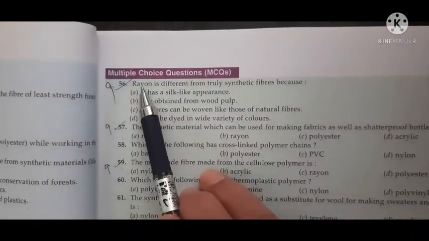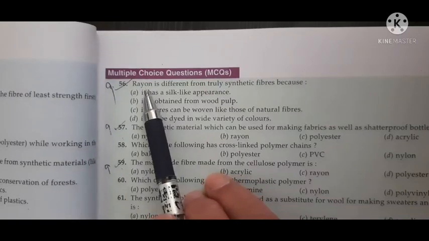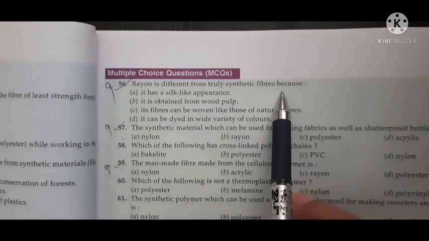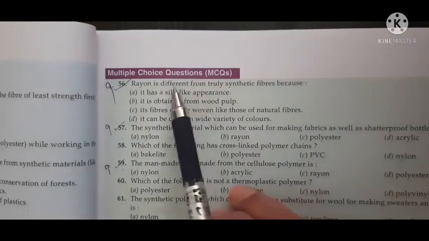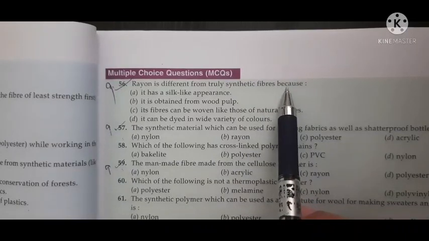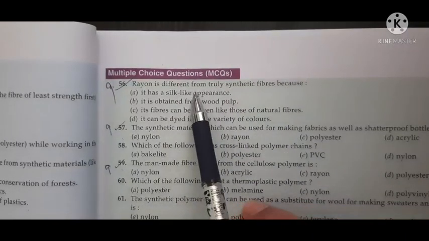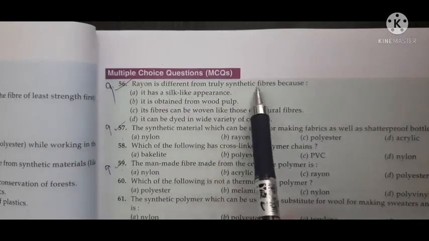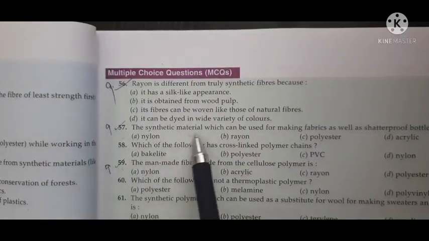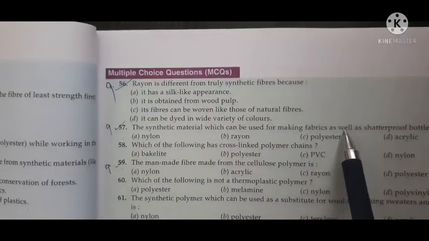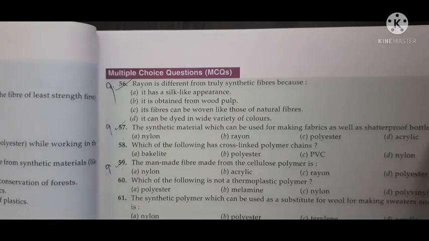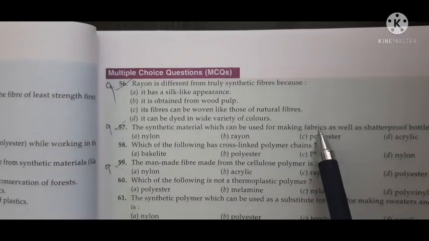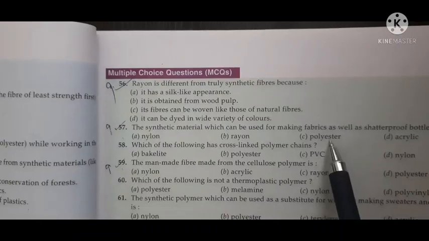Question number 56 on page 57. Rayon is different from truly synthetic fiber because... Why is rayon different from truly synthetic fibers? Because it has a silk-like appearance. That is why rayon is different from truly synthetic fibers. Question number 57. The synthetic material which can be used for making fabrics as well as bottles and jars is... That synthetic material is polyester.